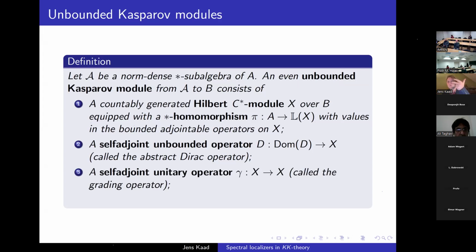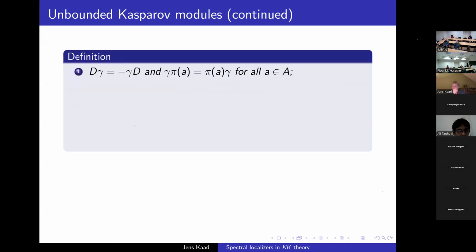These three ingredients are linked together by 4 conditions. Okay, so let's see the conditions. So the first condition concerns the grading. It says that the abstract Dirac operator is odd. So it anti-commutes with the grading operator. And then all the elements coming from the C-star algebra A, they're all even. So they all commute with the grading operator gamma.